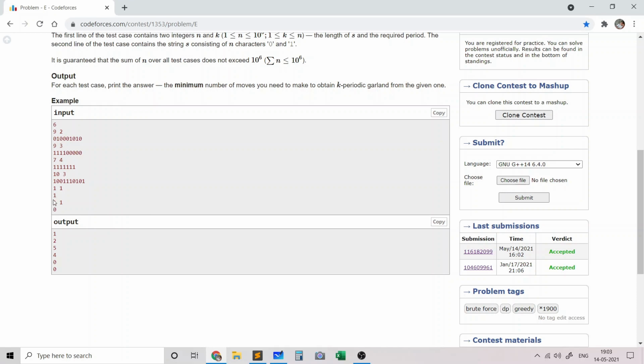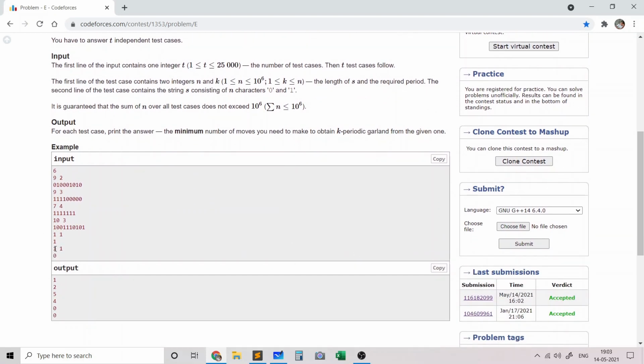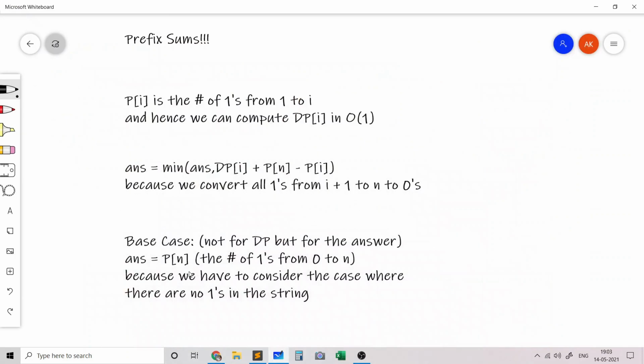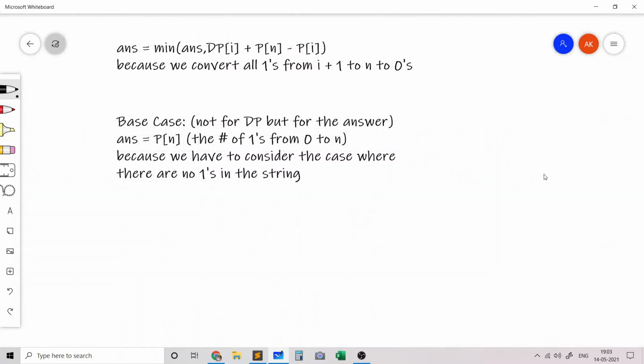In this test case, you would output 1, but the actual output is 0, and that's because you don't need to do any move, there are no ones, and hence we don't need to even find any of the DP values, and the answer would just be 0 because there are 0 ones in the string. And in general also, if we found a larger DP value, we need to initialize answer to be prefix sum of n, because that will be the base case in which there were no ones in the string.